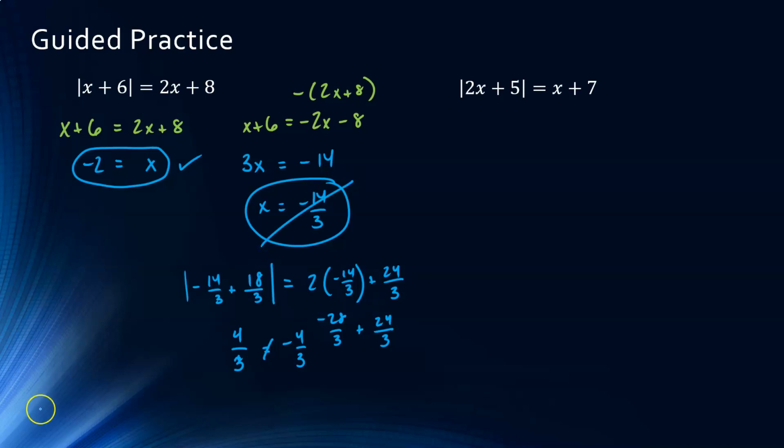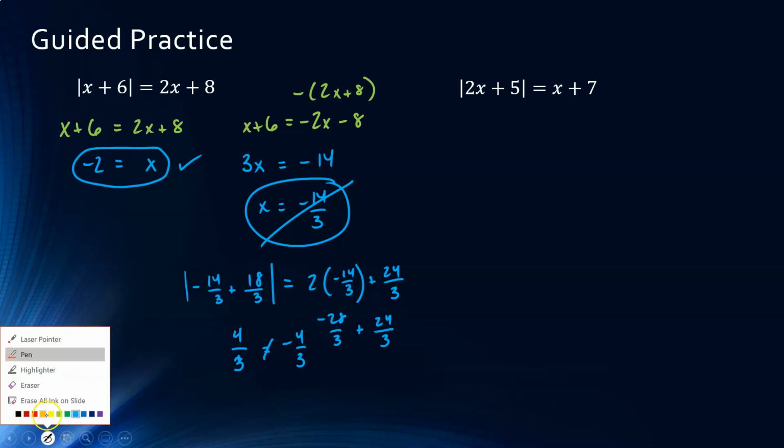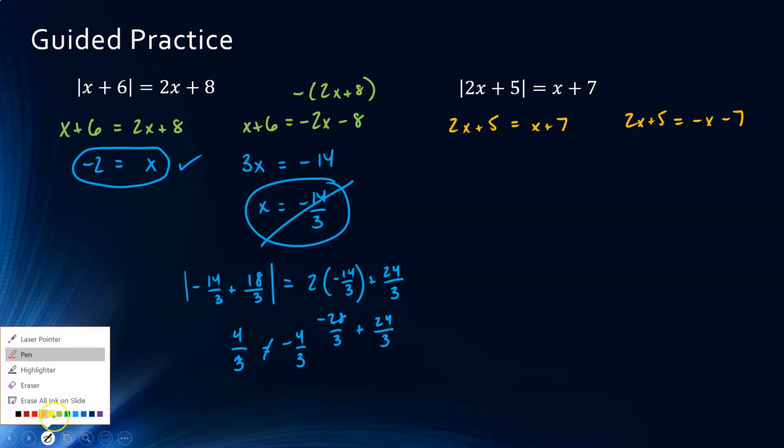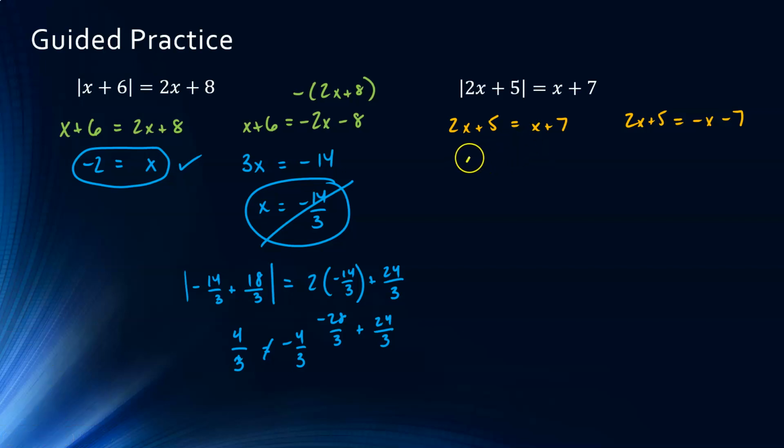All right, so let's try the last one. So the last one, I'm going to have 2 equations, 2x plus 5 equaling x plus 7, and 2x plus 5 equaling a negative x and a negative 7. So for this one, I'm going to start by getting all the x's on one side. So I'm going to subtract x from both sides, giving me x. On the right, I'll subtract 5 from both sides, giving me 2. So I get x equals 2. That's one of my possible solutions.